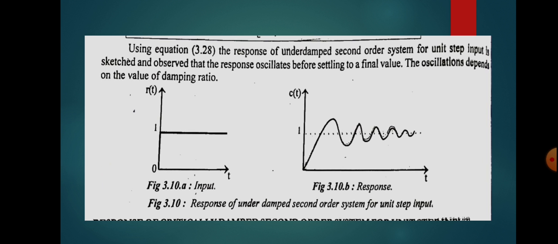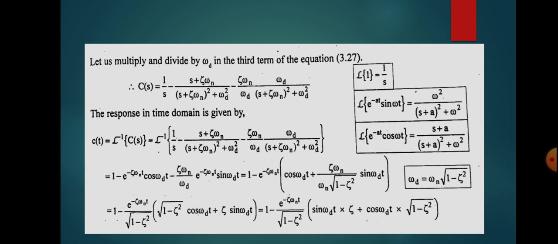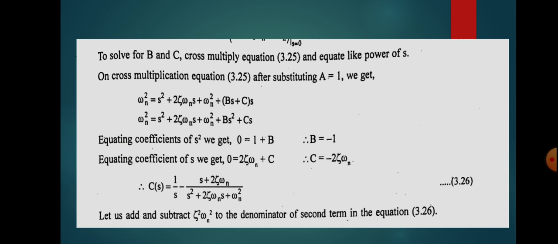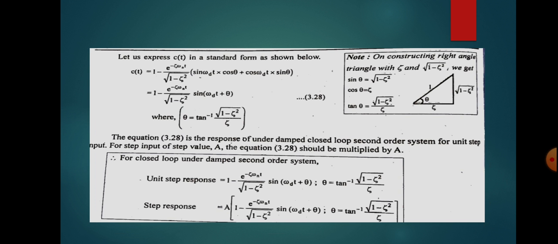So this is about the second order systems. First we discussed the general second order system, and we will analyze it by 4 cases: case 1, case 2, case 3, case 4. In 2 cases we have given the equations, and in the next session we will discuss the other 2 cases, that is the critically damped case and also the overdamped case.